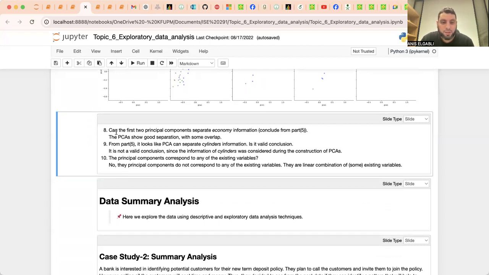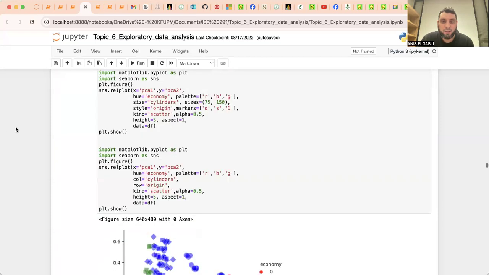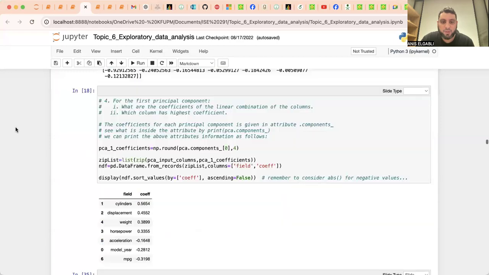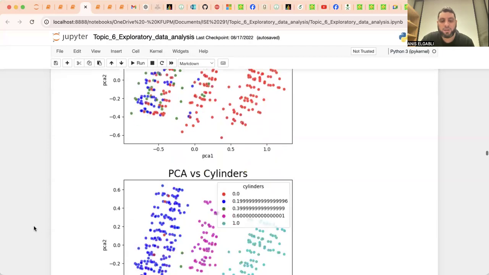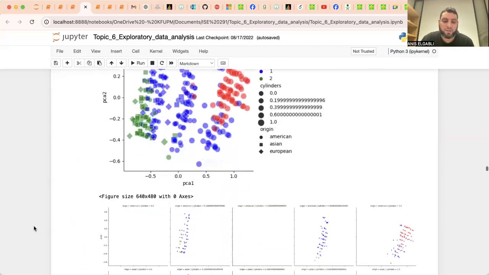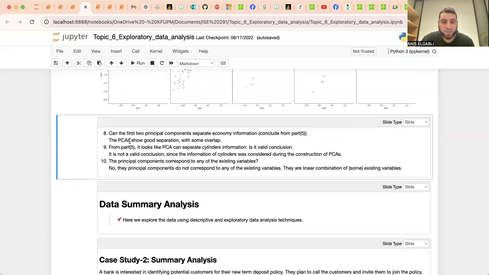So let's come to answer these questions here. Can the first two principal components separate economy information? That is by looking at this figure, right? The first two PCAs, okay? They have some separation with some errors, okay? Not so great, not too bad, I would say. So the PCA shows good separation with some overlap, yes.